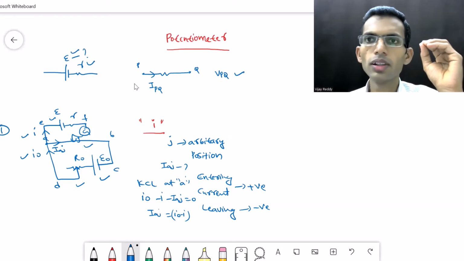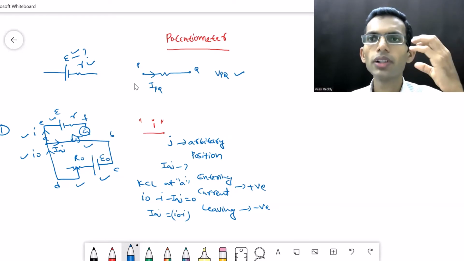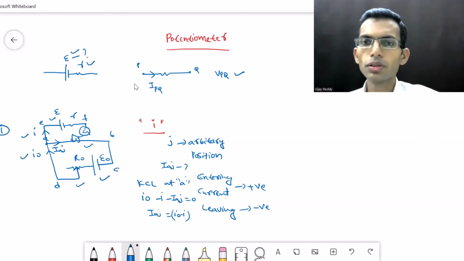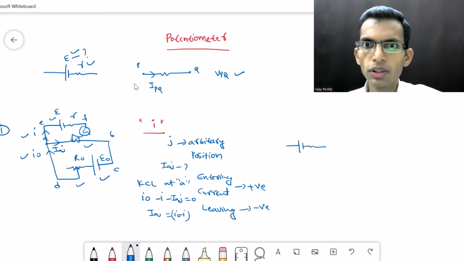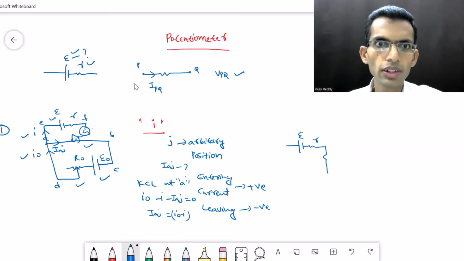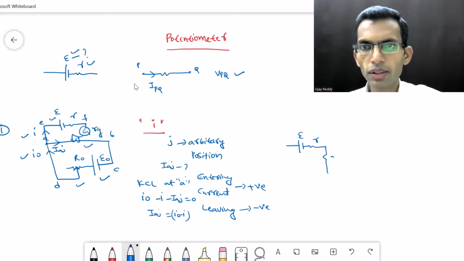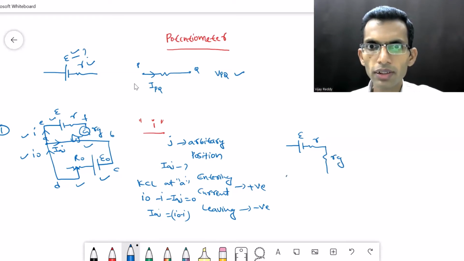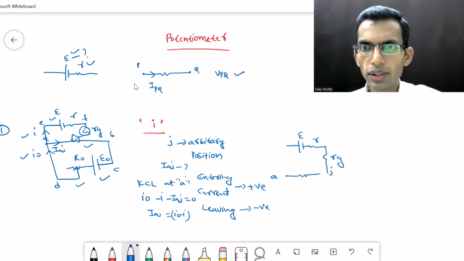AEFJ. Right. So to make things clear, let me draw the circuit again. Here the cell and galvanometer are connected in series. So this is the cell. Let us say Rg is the resistance of the galvanometer. Between A and J, what is there? Between A and J, a wire is there. You can see. So let us say RAJ is the resistance of the wire between A and J.